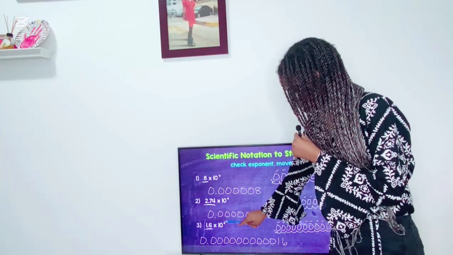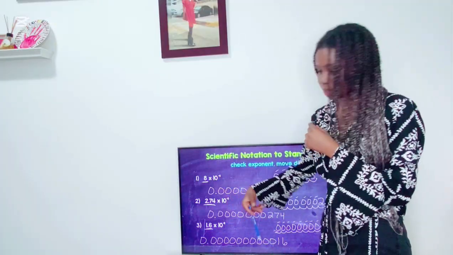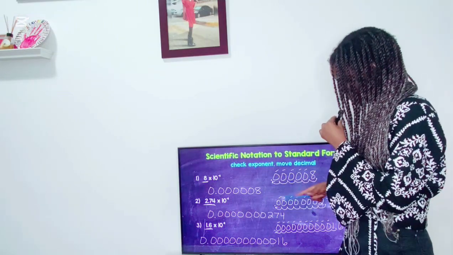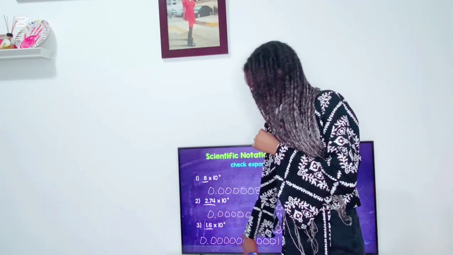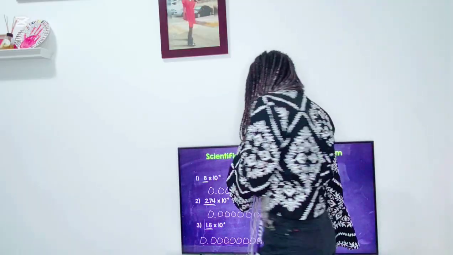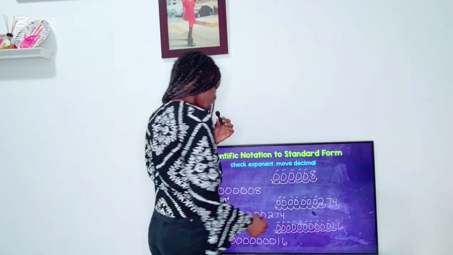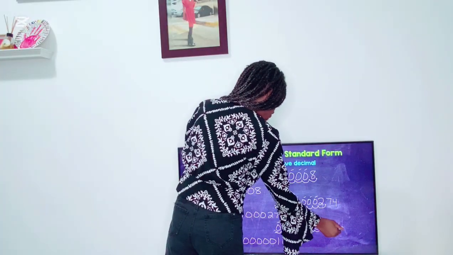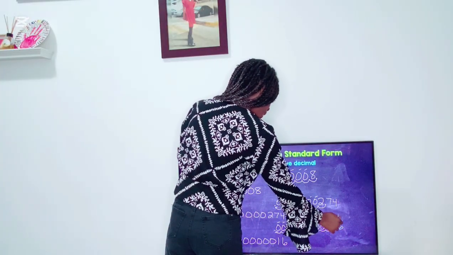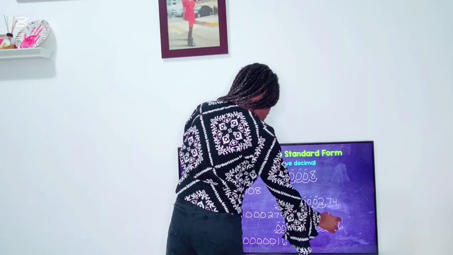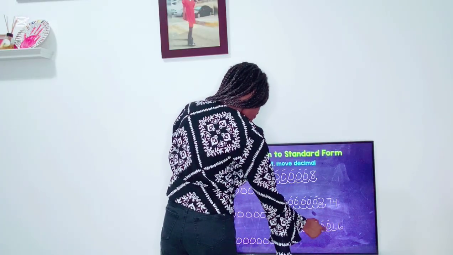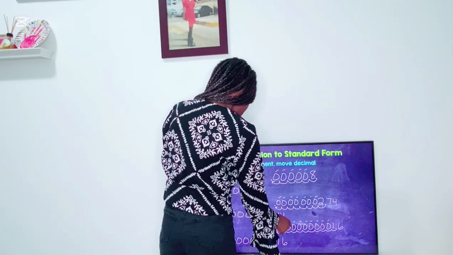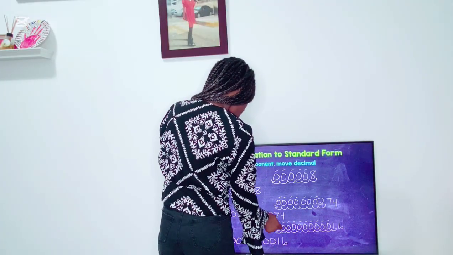How many times? The exponent might be 11 times, it might be 9 times, 6 times, 7 times, 8 times. That's the point, that's what they're trying to say. So let's just write this out. As we can see, our decimal is behind our 1, okay? So that means we have to move our decimal how many times? 11 times. To where? To the left. So 1, 2, 3, 4, 5, 6, 7, 8, 9, 10, and 11.